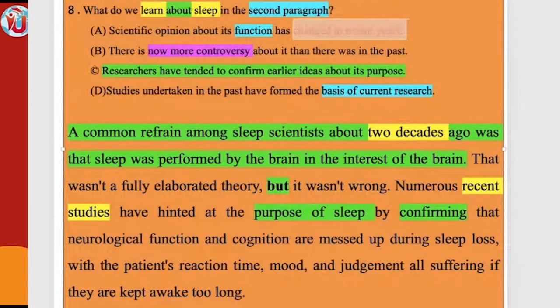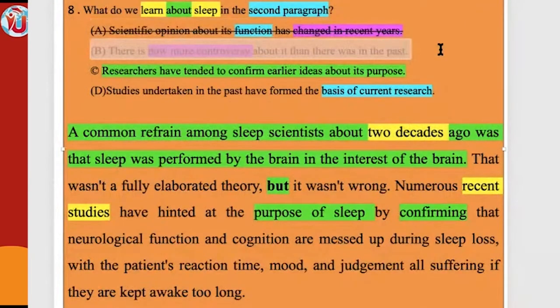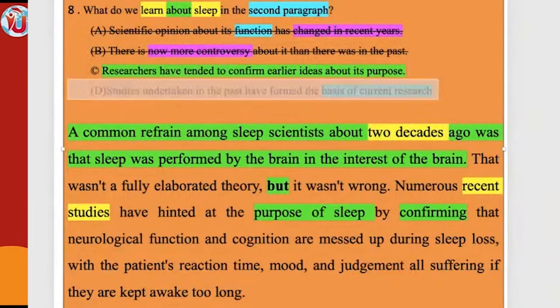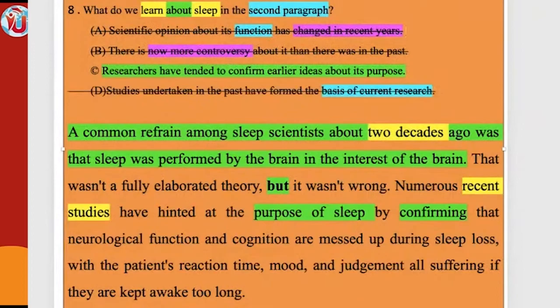Is that clear? Yes, Father. So we can eliminate this. This is opposite to the text, and this is also opposite to the text. And the other one, "studies undertaken in the past have formed the basis of current research." It is not mentioned. They have said the present studies have confirmed the previous studies. The fourth option is not mentioned in the text. Is that okay? Yes, Father. So this is how it goes.